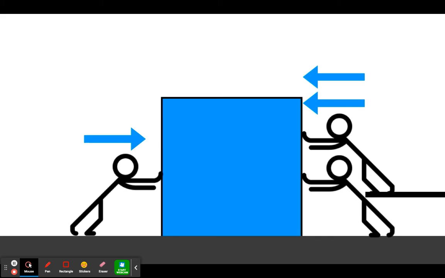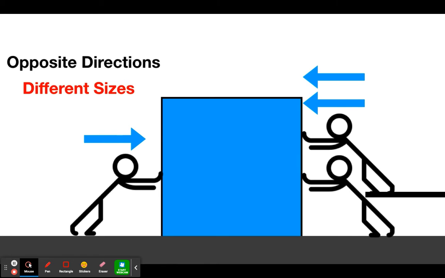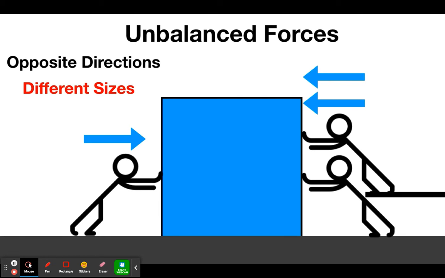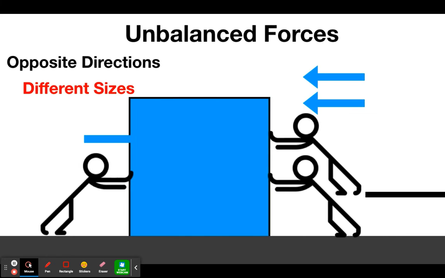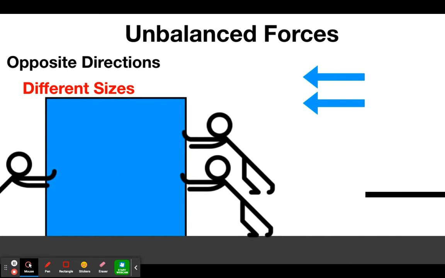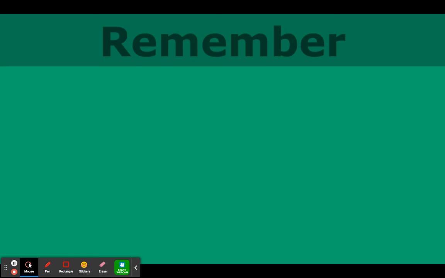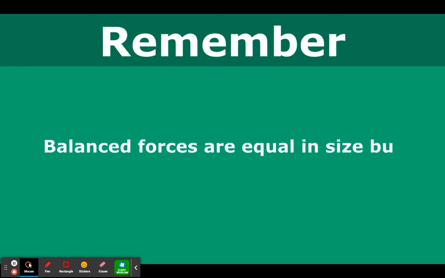Now here's one more. Are these balanced or unbalanced forces? Why? Well, these forces are in opposite directions. We have two people pushing from the right and one person pushing from the left. However, these forces are different sizes. Because you have two people pushing on one side and only one person pushing from the other, these are unbalanced or not equal forces. If you let everyone push, the box would move to the left because two people are stronger than the one person. So from today, remember, balanced forces are equal in size but opposite in direction. And in balanced forces, they do not cause any motion.